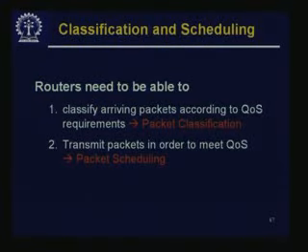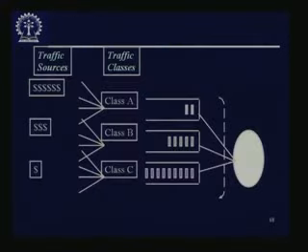So, routers need to be able to classify arriving packets according to QoS requirements, this is packet classification, and transmit packets in order to meet the QoS. So, maybe you have a class A service which is very premium, so there are a lot of dollars there, and class B service and class C service, and you might attach different priorities to these different queues and serve them that way.